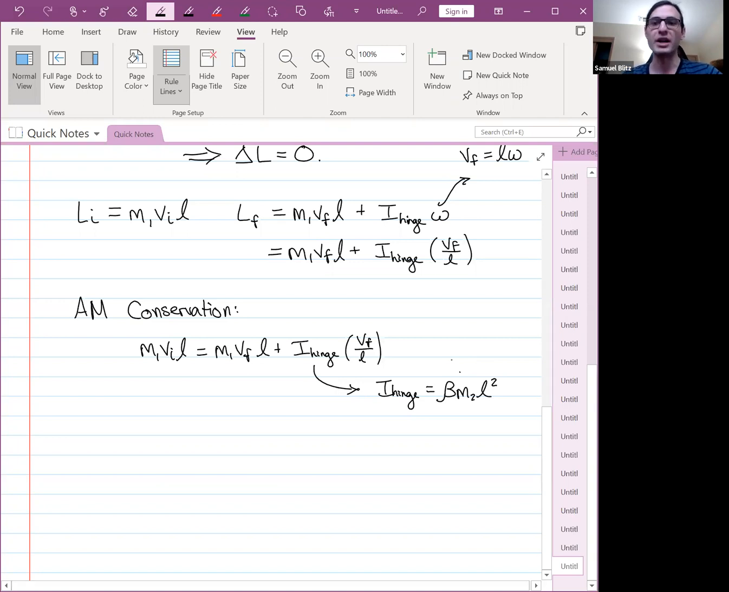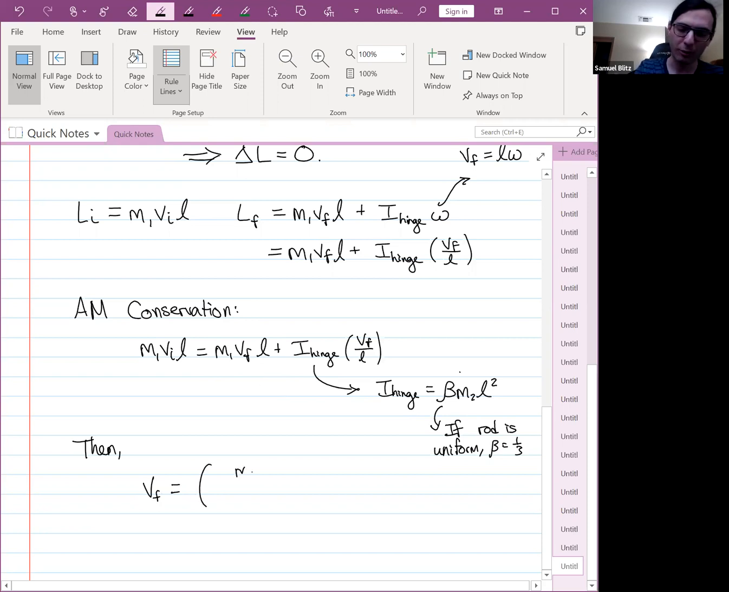And I just don't want to work with any particular example right now, and we can plug things in at the end when we want to check our answers. So let me just fix this. If the rod is uniform, beta is 1/3. Right, so then we can just solve for VF, using this equation and plugging in what I have: VF is just m1 divided by m1 plus beta m2, times VI. And there's our answer.